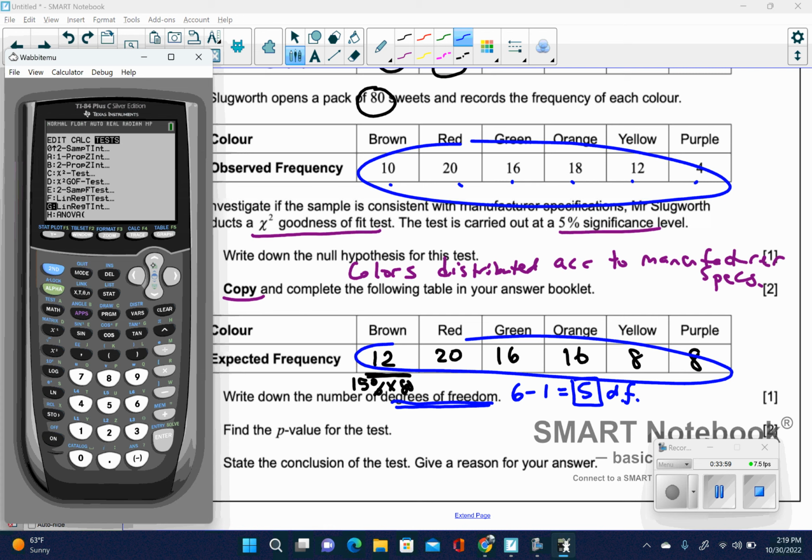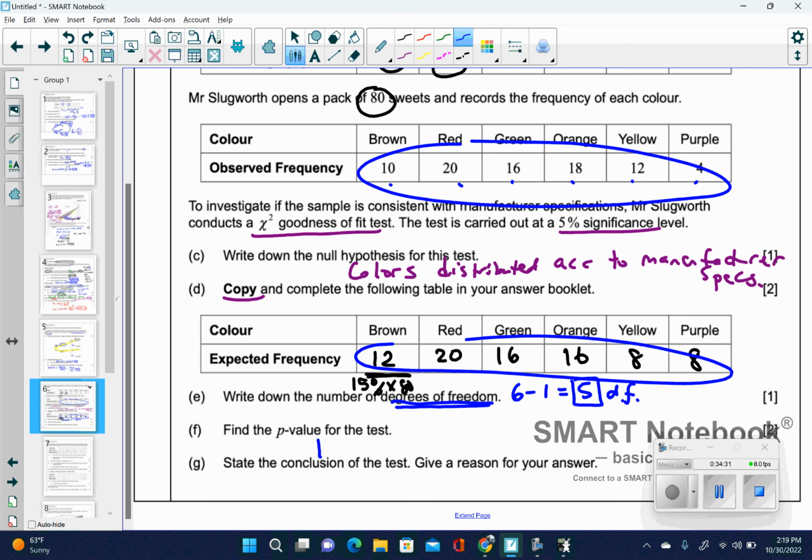For chi-squared goodness of fit, I just pressed the up arrow to go all the way down, and it's right there. So we're going to hit that. Observed is L1, that's what we put. Expected is L2, so we're good so far. Degrees of freedom is 5. Now we're going to calculate this. You hit calculate, and it tells us that the p-value is 0.469. So p is about 0.469.